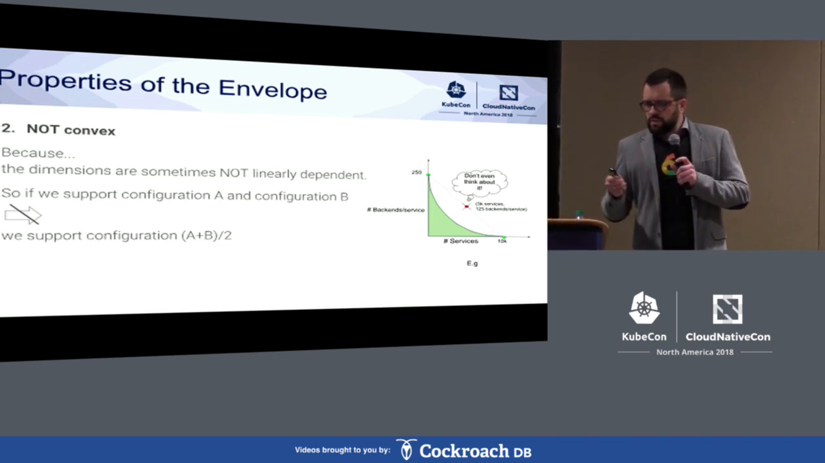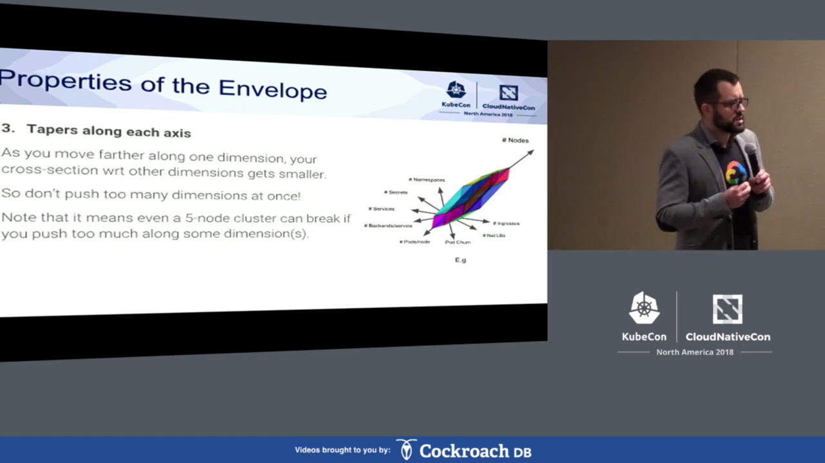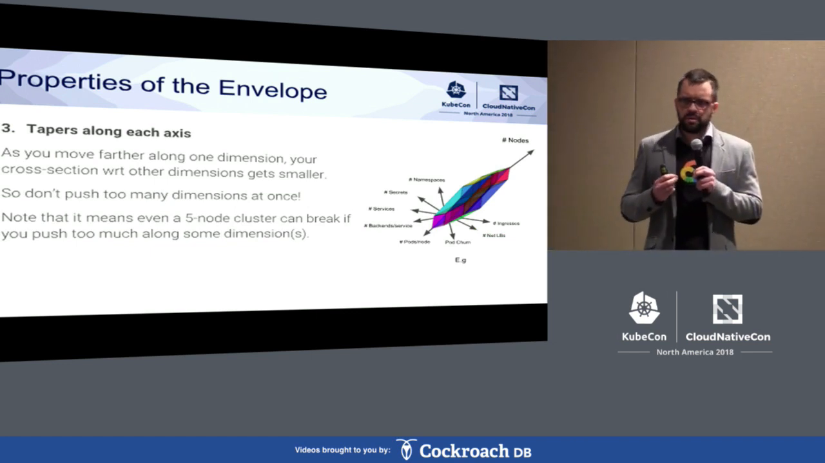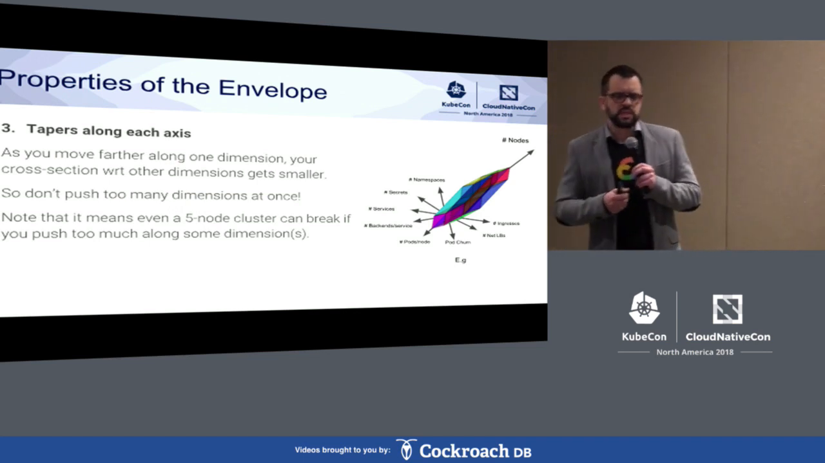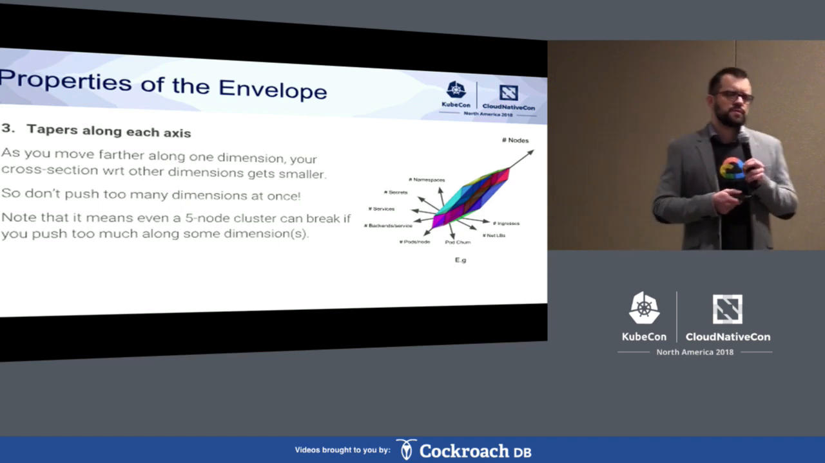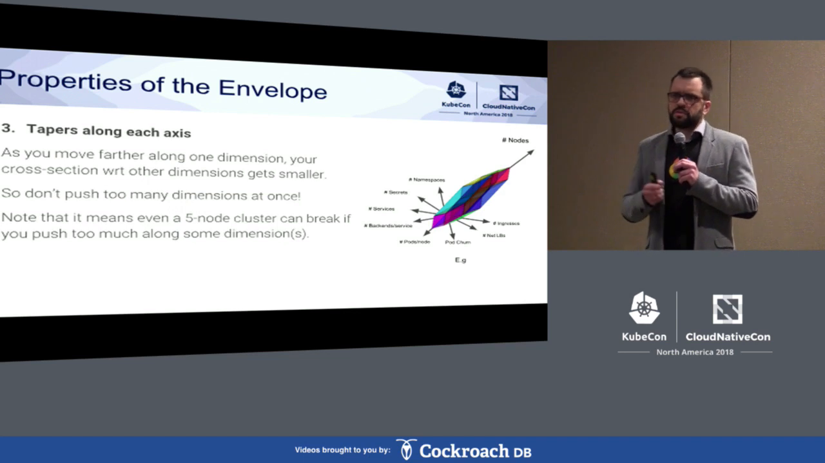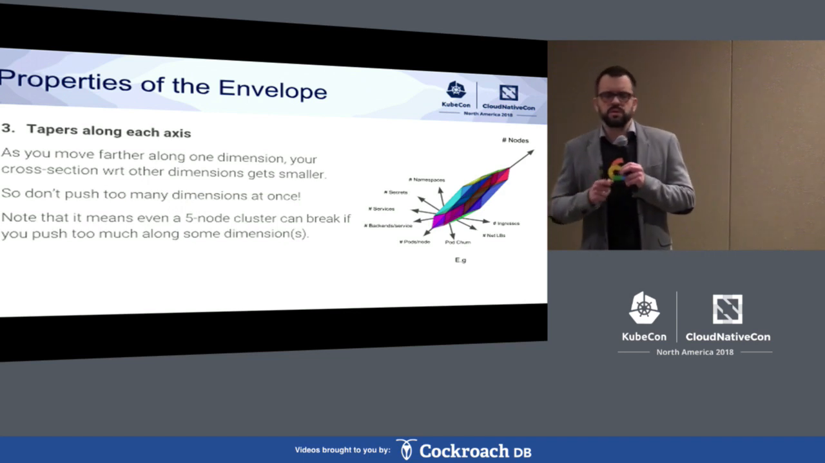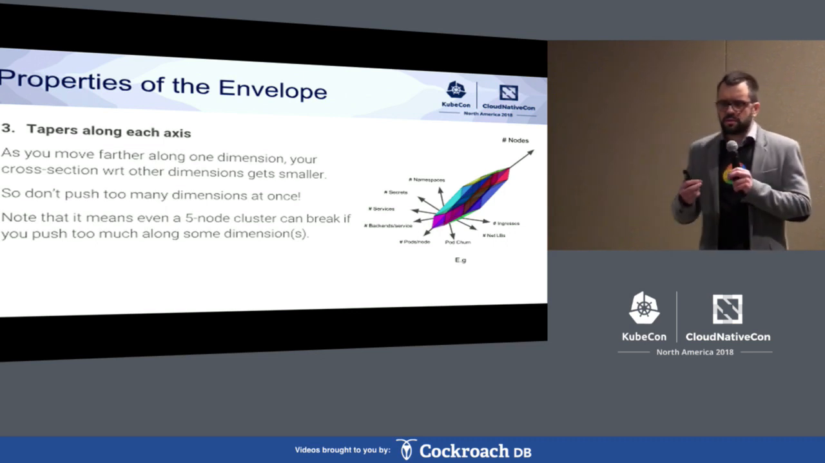Next property. The next property that is very important for you to take into consideration, especially when designing systems that run on Kubernetes, is the fact that this envelope tapers as you stretch it on each of these dimensions. So you should be very cautious in pushing Kubernetes to its limits on too many dimensions at the same time.